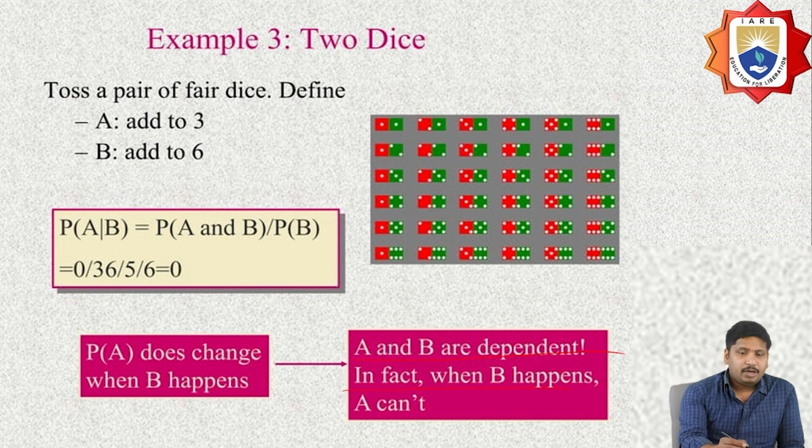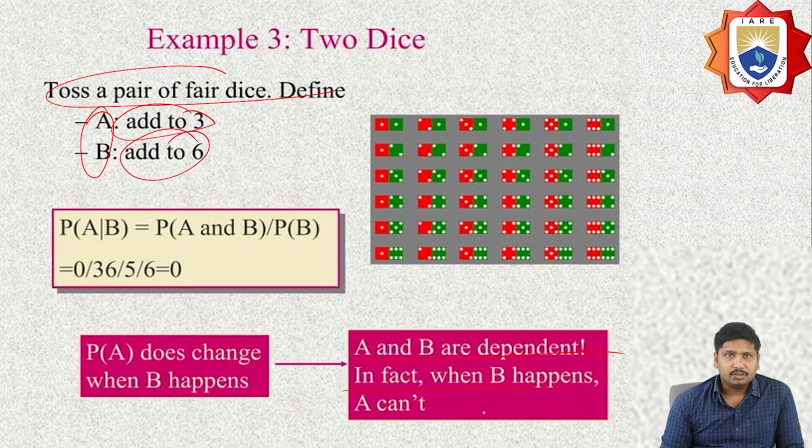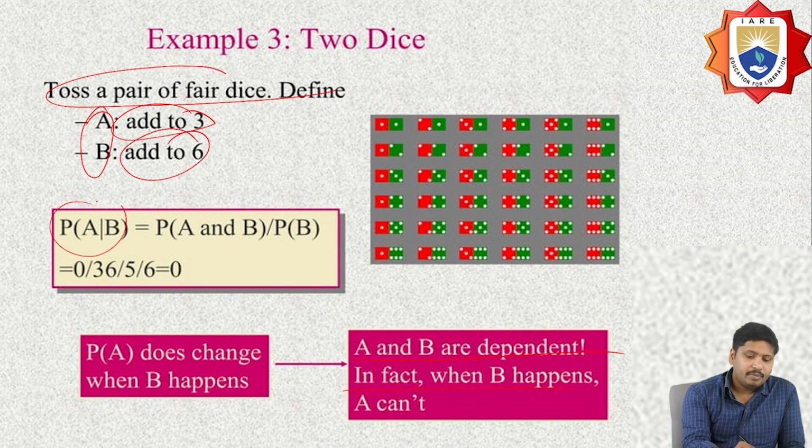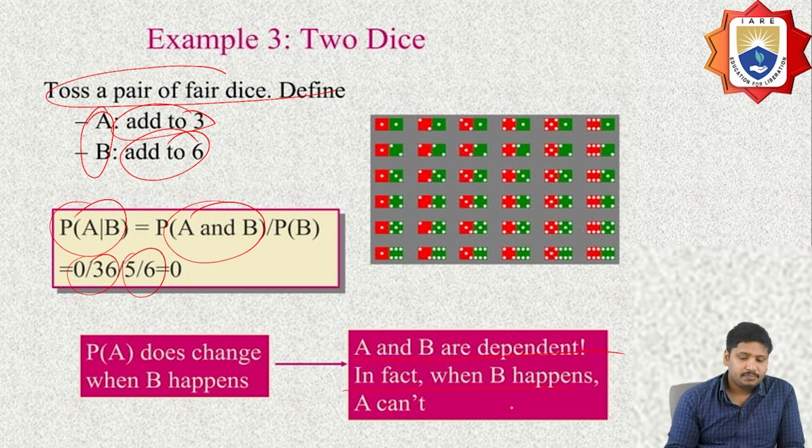Toss a pair of dice is the problem. I define the two events A and B: the probability of adding to 3 and the probability of adding to 6. So the probability of A given B means probability of A intersection B divided by probability of B. So 0 by 36, 5 by 6.